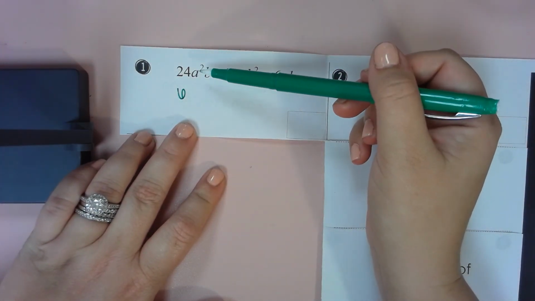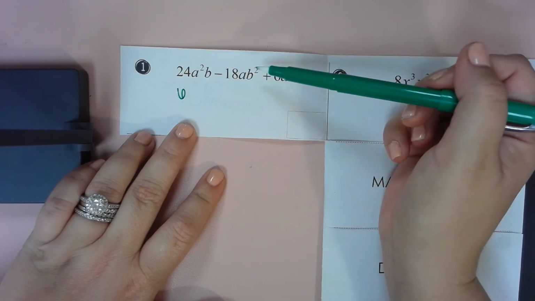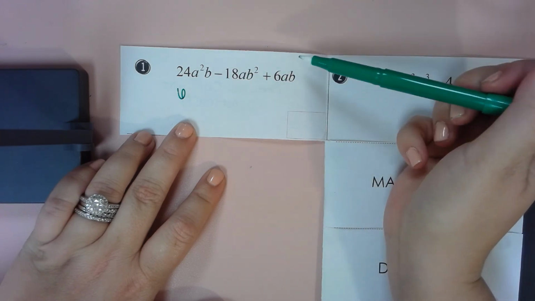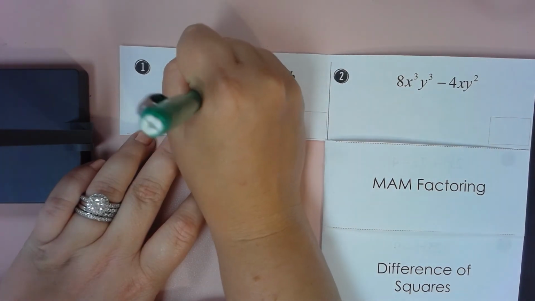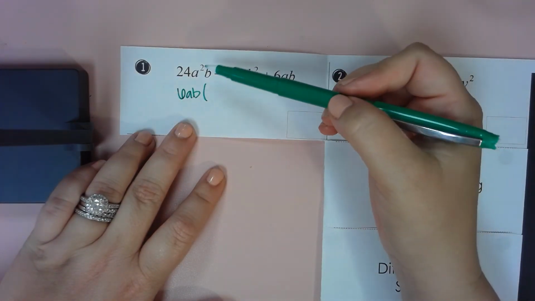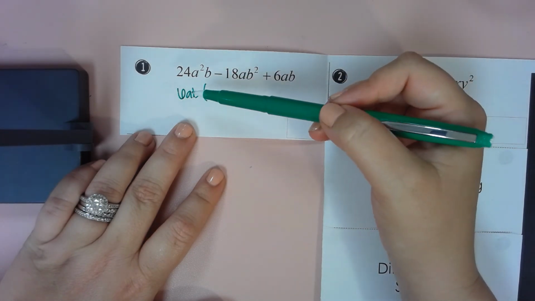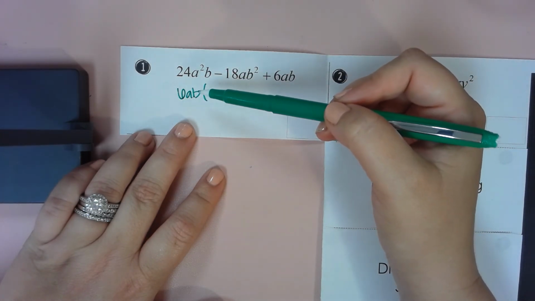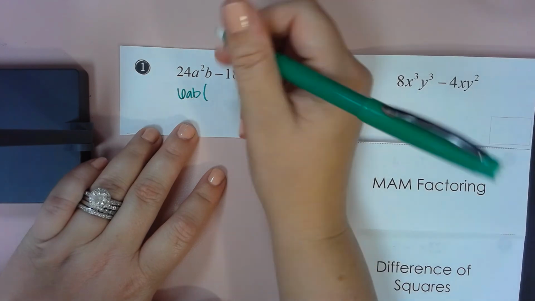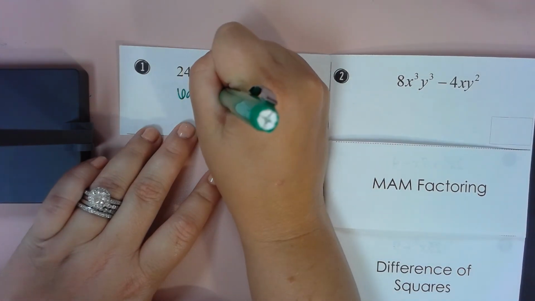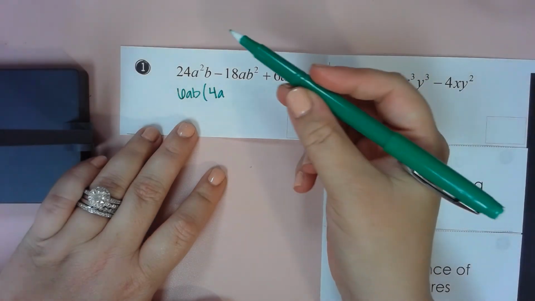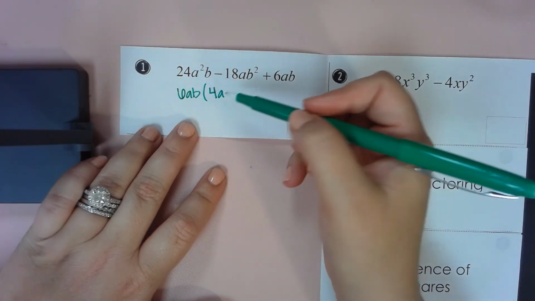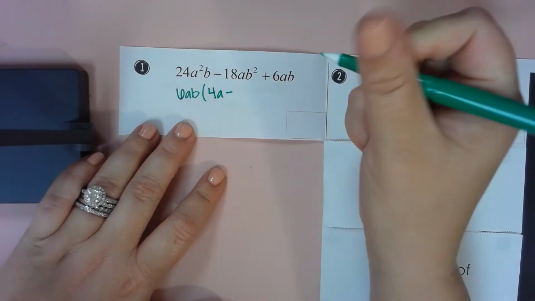Then I see that this term has an A and a B, this has an A and a B, and this also has an A and a B. So 6AB is also going to be part of the GCF. So if I divide every term by 6AB to factor it out, that's going to leave this first term with 4A. And that's it, because the B was taken away, one of the A's, and then 24 divided by 6 is 4. Bring down your minus.